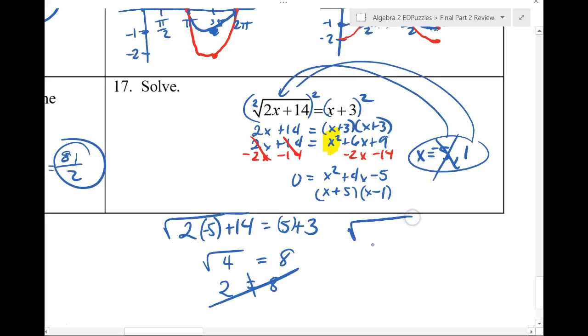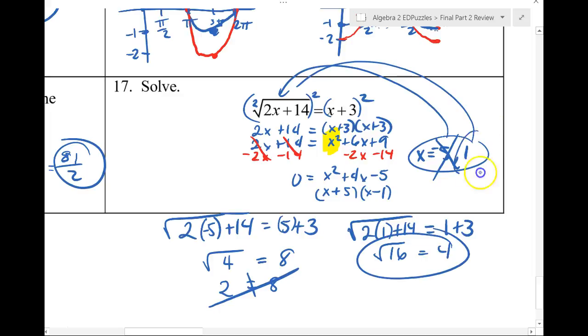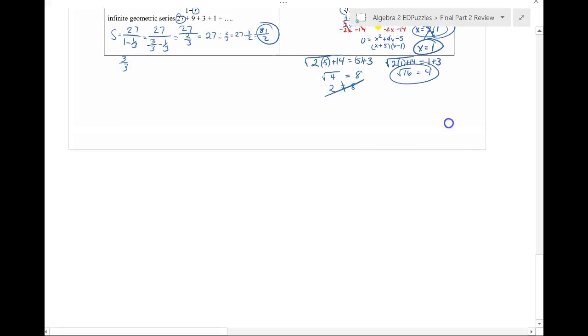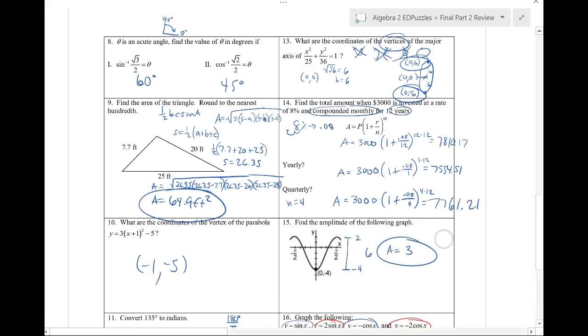Okay, so let's go ahead and plug in the 1. So now we have 2 times 1 plus 14. Usually when you have a quadratic and you have to solve for x and get two answers, one of them is most likely not going to work. So that's why you want to check it. Now 2 times 1 is 2, plus 14, 16. So the square root of 16 equals 1 plus 3. And you guys already know that the square root of 16 is 4, so that does work. So your only answer is x equals 1. And I believe that is it. Good luck. See you guys.